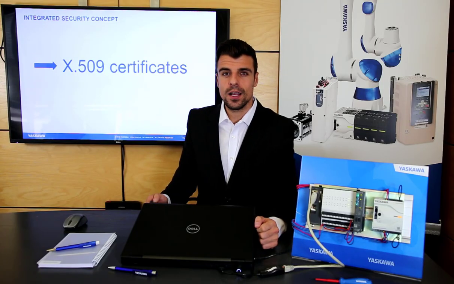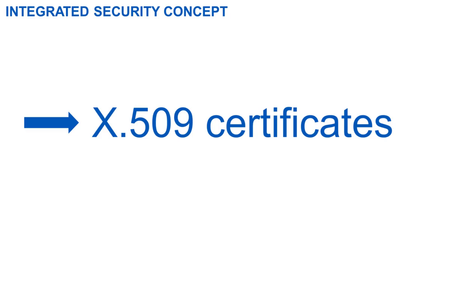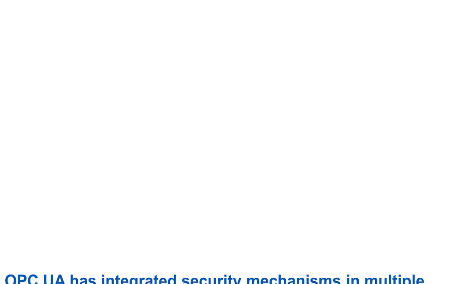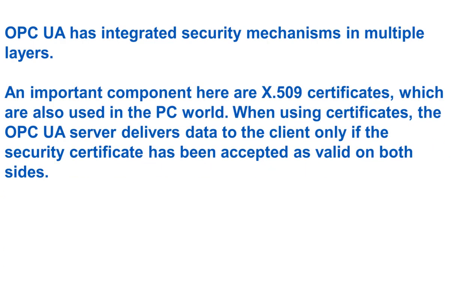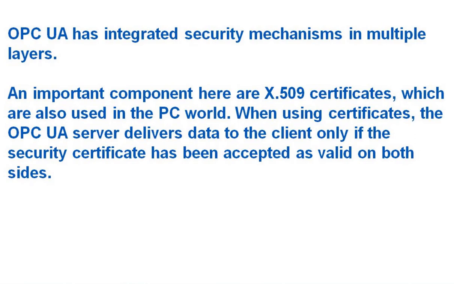How is the security concept in the OPC UA? OPC UA has integrated security mechanisms in multiple layers. An important component here are the X.509 certificates, which are also used in the OPC world. When using certificates, the OPC UA server delivers data to the client only if the security certificate has been accepted as valid on both sides.